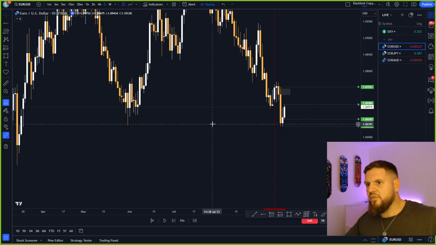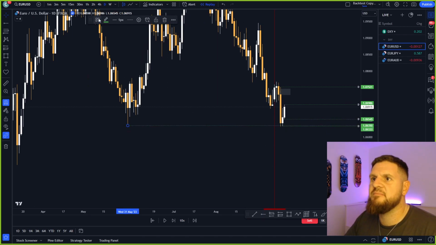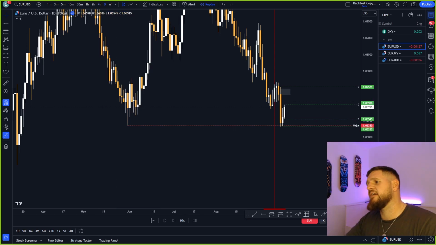So one thing to note on Euro USD that's happened recently is that we have swept this major level. So this was a major swing point. Now, major swing points have a lot of liquidity.